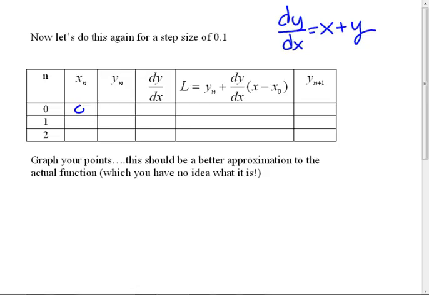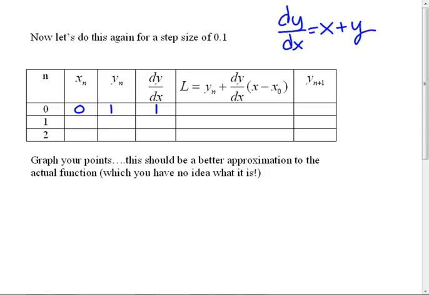So we're going to start at 0, 1 again. And now we're going to have a step size of 0.1. What's our slope here? 1. It's the same problem, but we're going to make a smaller step size. I don't know why these are there. Oh, we could start anywhere. They'll give you the starting value.